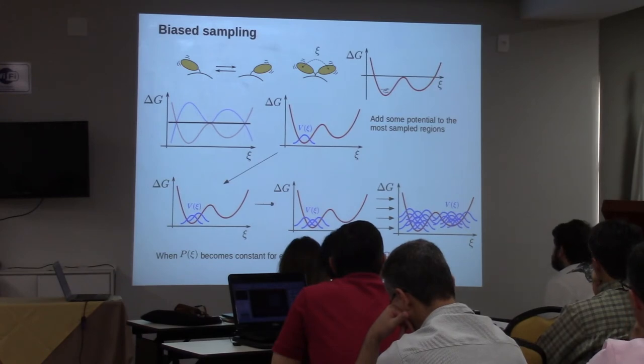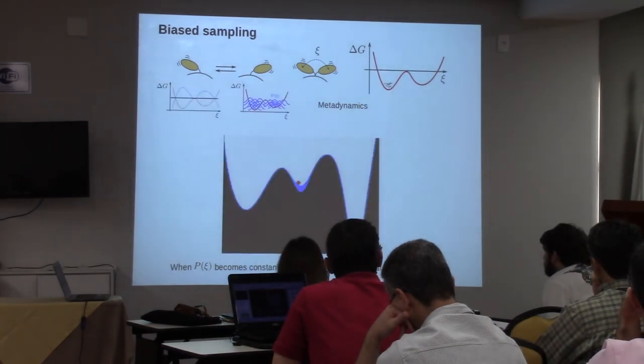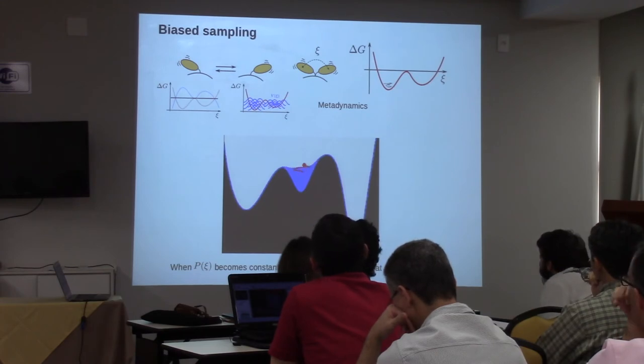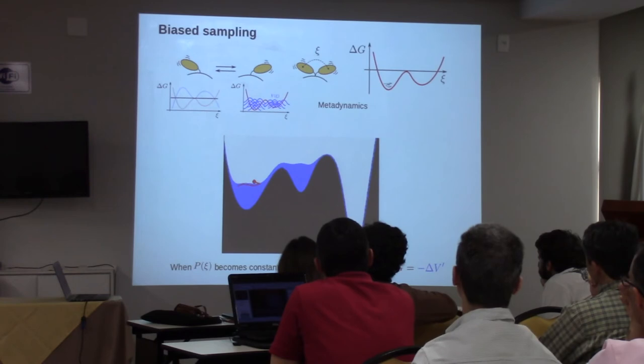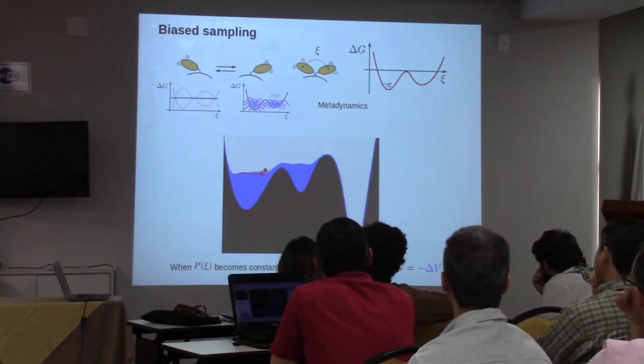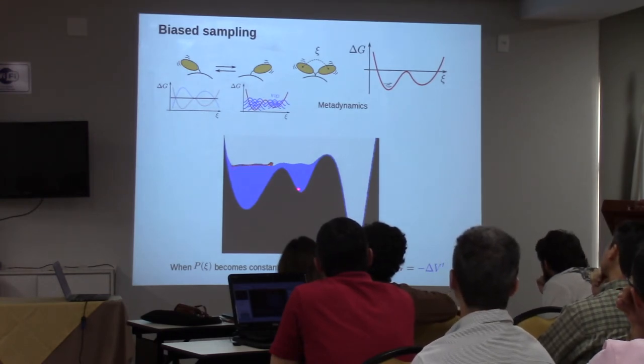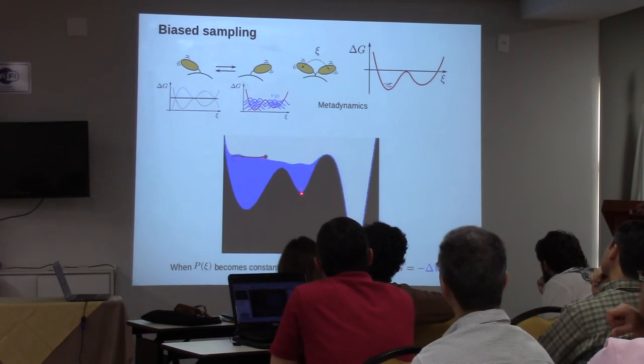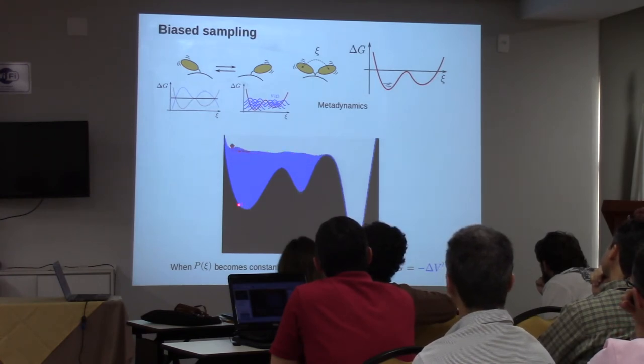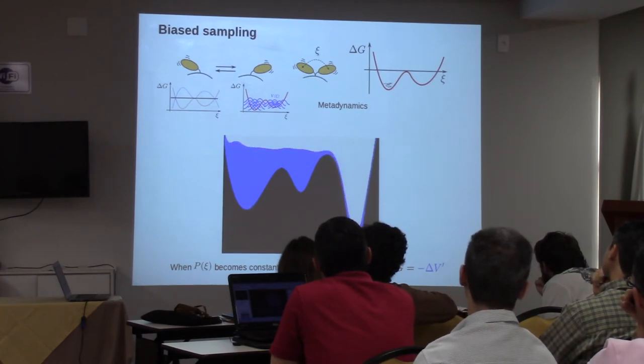This is a plot of a bidimensional simulation of metadynamics. You see, the system starts trapped here, then you start perturbing, and then it gets trapped somewhere else, and so on.